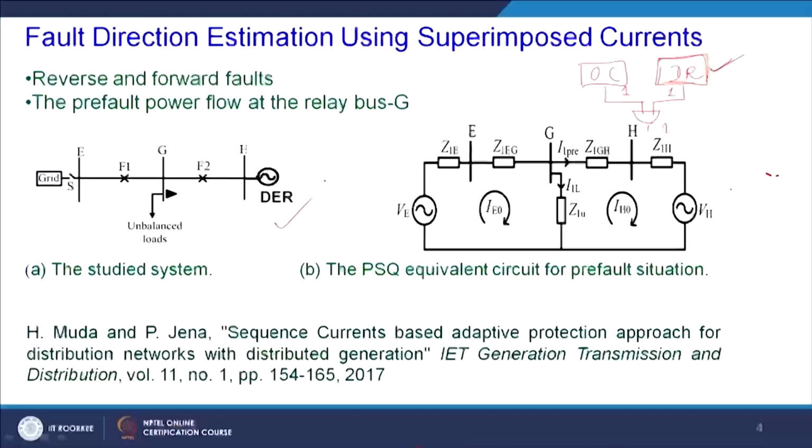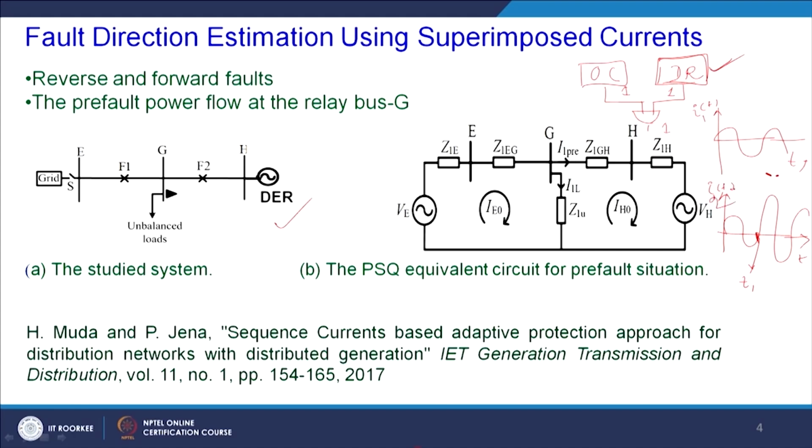So, this is the system we are studying, to propose a fault direction estimation technique using superimposed currents. The superimposed current means, if you have a pre-fault current, this is our I, and this is the time direction, and let us say this is my fault current, which has increased. Let us say a fault is incepted at a certain time t1, and this is the time axis, and this is I1 and this is I2, right.